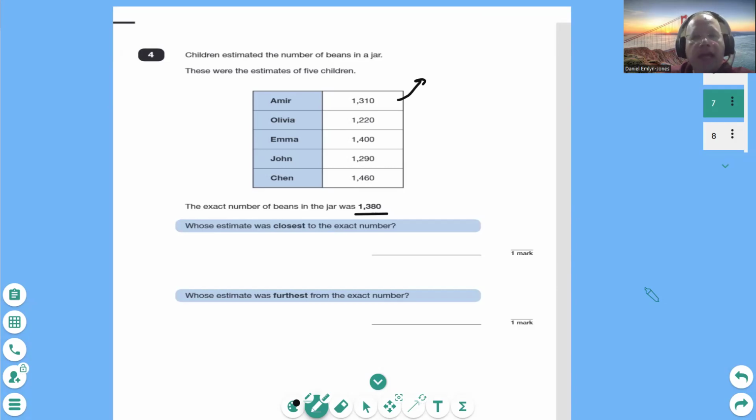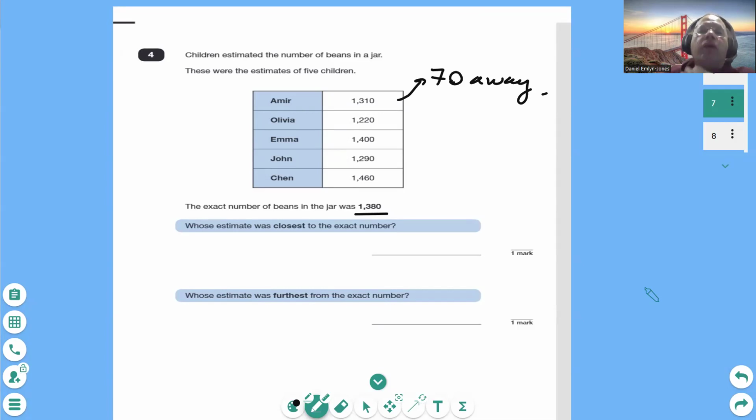Well, we could probably do that in our head. So how many was he away? The exact number was 1,380. So he was 10, 20, 30, 40, 50, 60, 70, 80. He was 70 away, wasn't he?